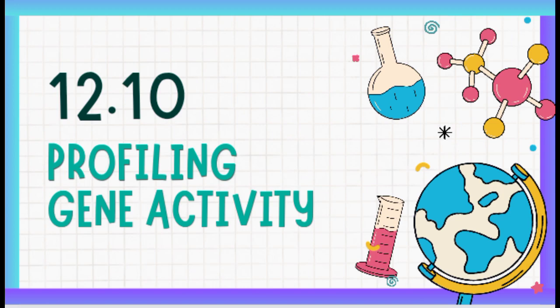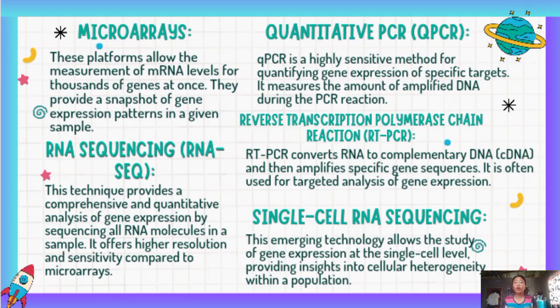12.10 Profiling gene activity. Profiling gene activity involves assessing gene expression levels on a large scale. Techniques like microarray, RNA sequencing or RNA-seq, quantitative PCR or qPCR, and single-cell RNA sequencing offer diverse approaches. These methods provide insight into gene regulation, biological processes, and disease mechanisms, aiding in the identification of potential therapeutic targets.